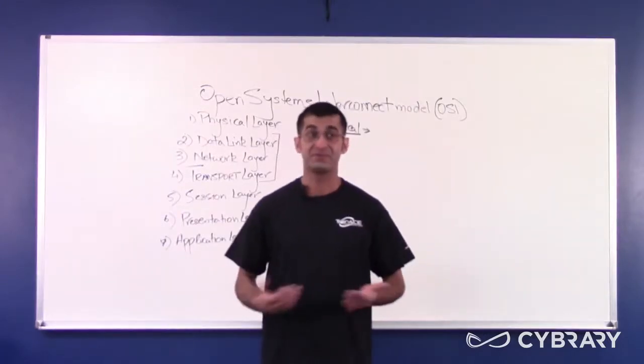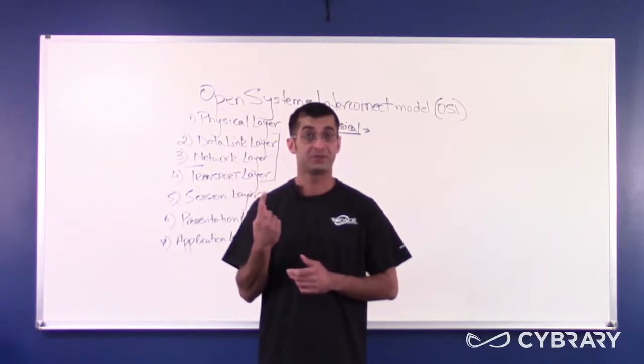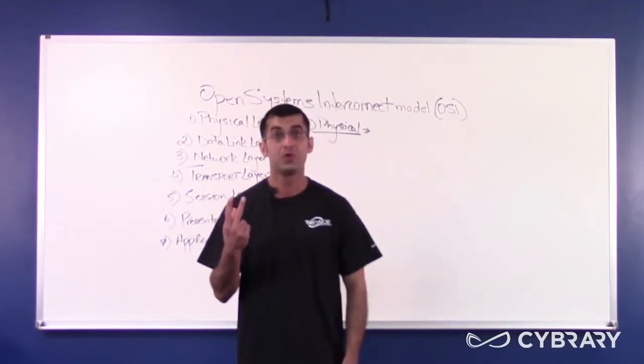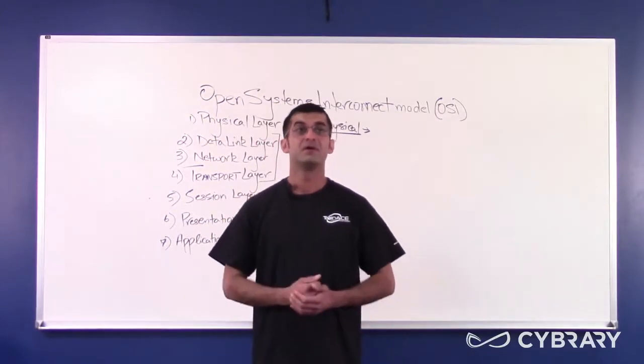The 3 device types that work only at the physical layer, number 1 would be cabling, your cabling. Number 2 would be your repeaters. And number 3 would be your hubs.